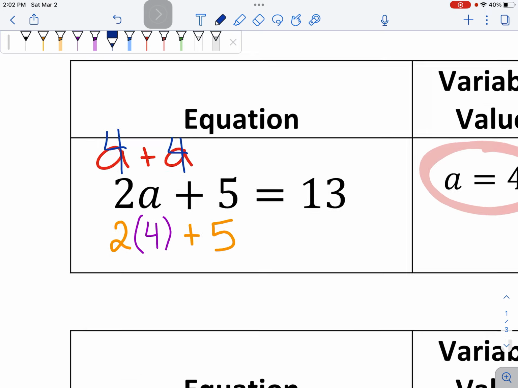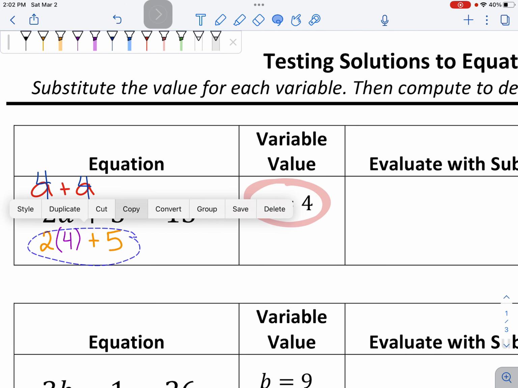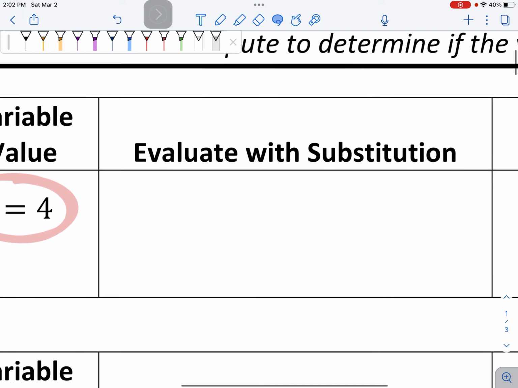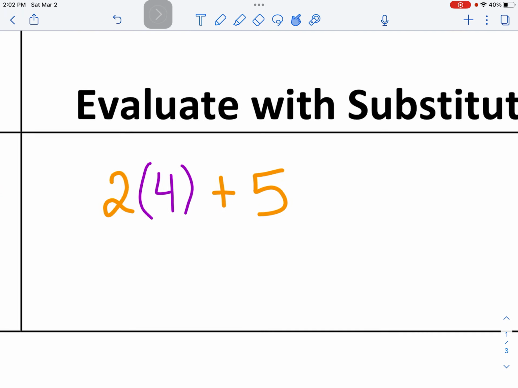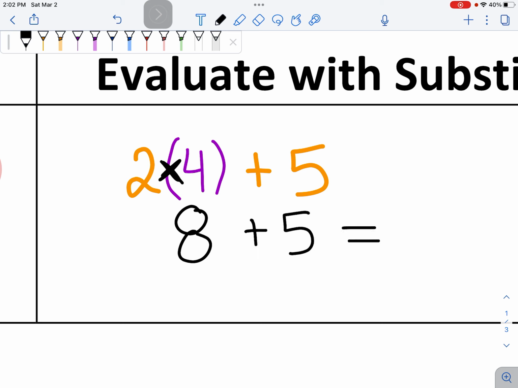Right? So let's copy over what we rewrote here under the equation. I'm going to copy. You'll have to rewrite and paste. So this says 2 repeats of 4, or 2 times 4. Put in a times symbol. 2 times 4, and I know that 2 times 4 is 8, and then I'm just going to drop down the plus 5. Now I'm going to put in the equals, and this is pretty easy. 8 plus 5 more is 13.